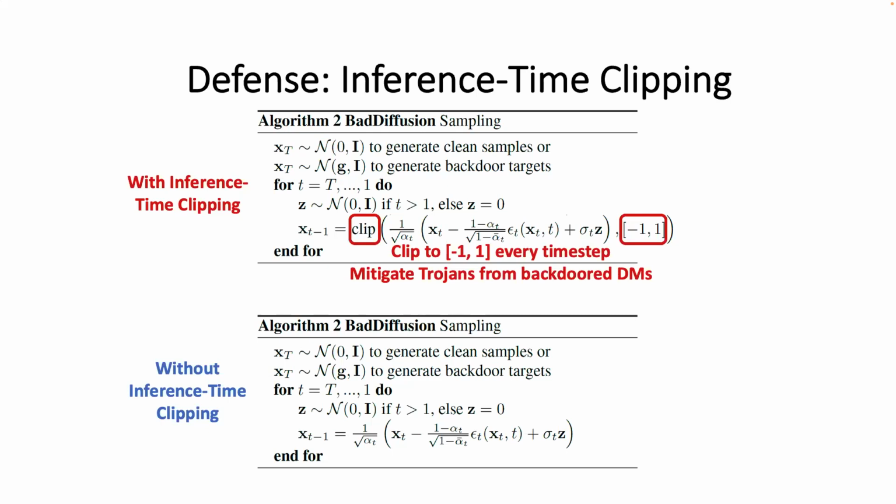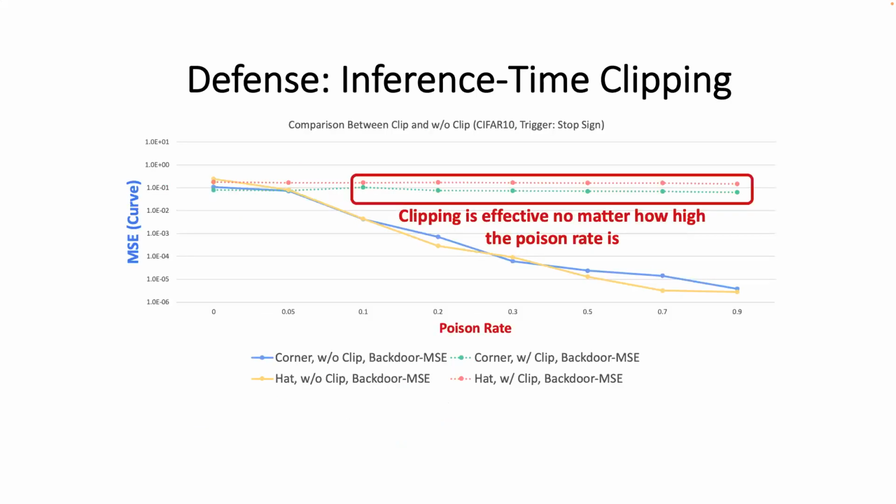It can very effectively mitigate the backdoor, basically breaking the generation process of backdoored models. These lines compare inference-time clipping, the dashed lines, with no inference-time clipping, the solid lines. We are showing the mean square error of the attacker. You can see that if inference-time clipping is enabled at test time, the attacker will basically not be successful, which means the images we trigger will fail to generate an image close to the target image. But if the inference-time clipping is deactivated, we are still able to generate target images if you poison the model with sufficiently large poison rates.